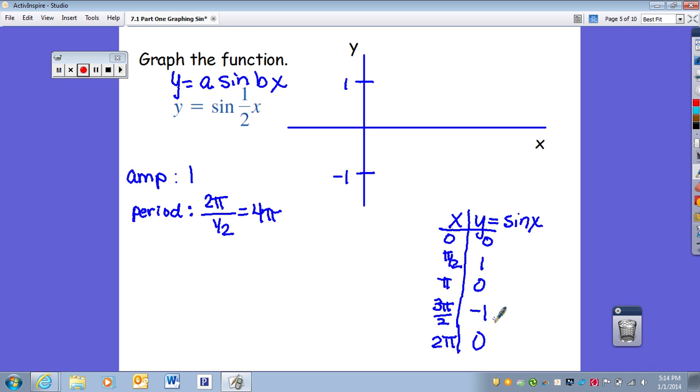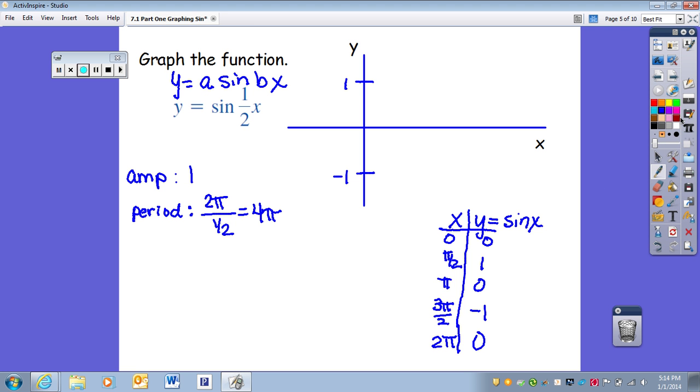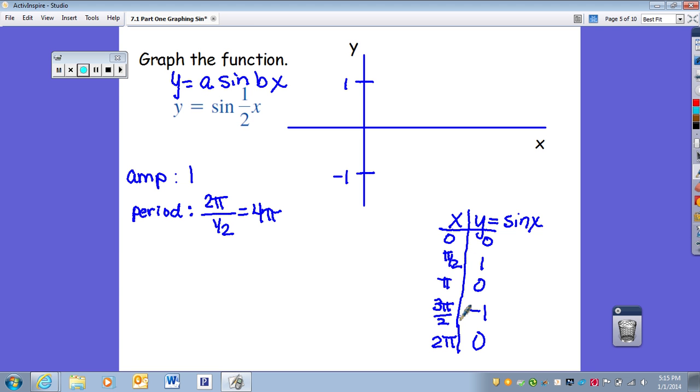But now, we are going to do a transformation. So the amplitude is going to stay the same. The height of our function, the y value, is not going to change. But our x values are going to change because our period is not going to be 2 pi any longer. It's going to be 4 pi. So basically it's going to double, which means we need to multiply each of these by 2.